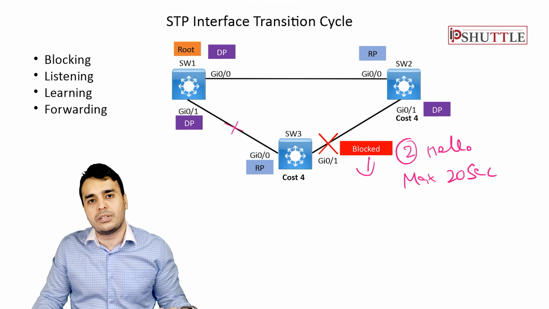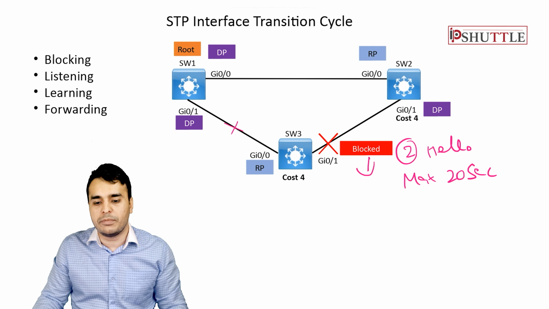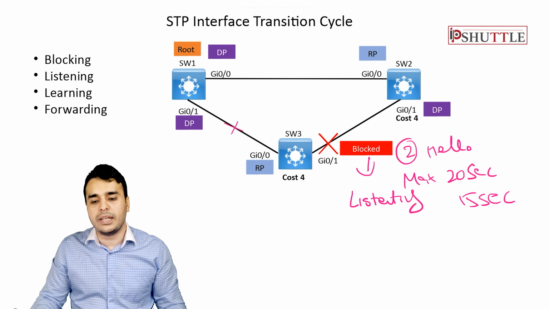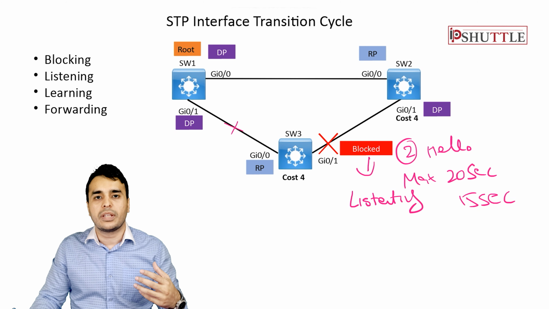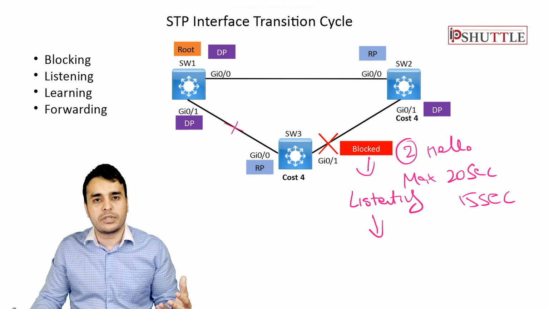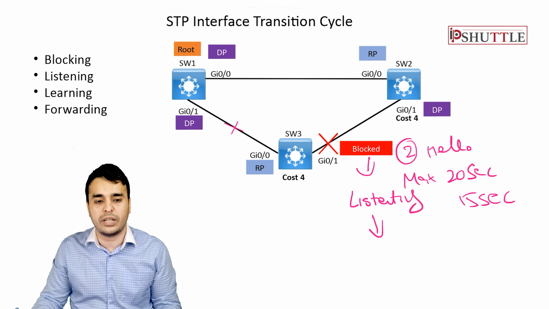In blocking, it's not processing any BPDU, and no frames are processed here. From the blocking state, it will convert to listening after 15 seconds, which is the forward delay. After 15 seconds in listening, I start listening to the frames coming in, but I'm still not processing them. Why am I not processing them? It could be a temporary issue or a temporary loop in the network which could be preventing that communication. So I'm just waiting before I completely change the network.